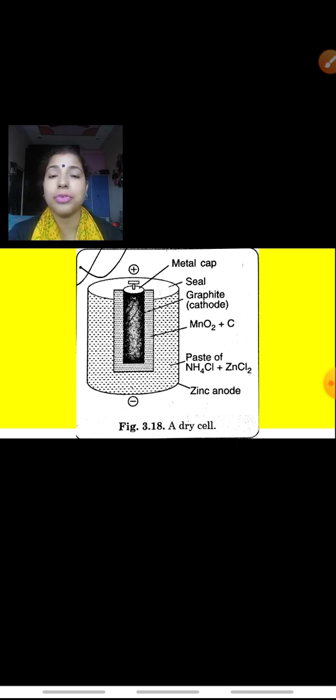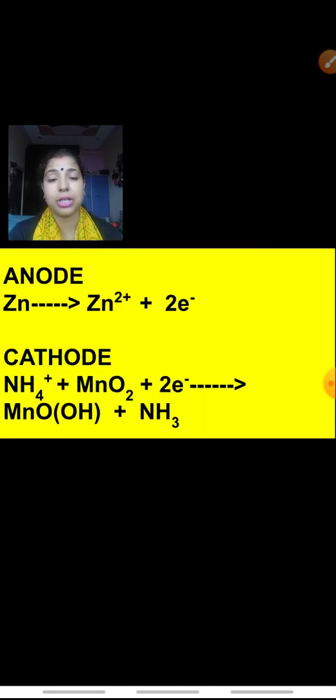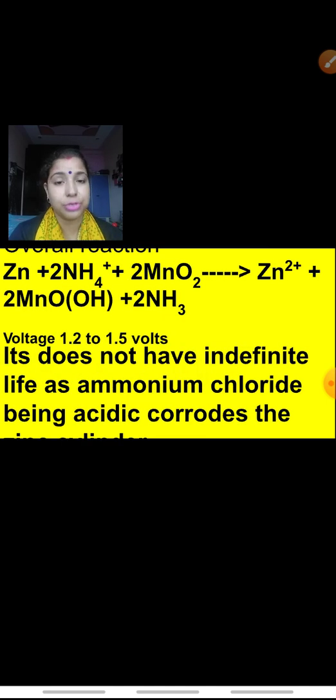Cathode is made up of a graphite rod, which is covered by a paste of manganese dioxide and carbon powder. Electrolyte is your ammonium chloride and zinc chloride. The two reactions, anode, cathode, and the overall reaction, you have to learn by heart. The voltage produced is 1.2 to 1.5 volts, and it has a limited life because the ammonium chloride is acidic in nature and it can corrode the zinc cylinder. So, I hope it is understood.